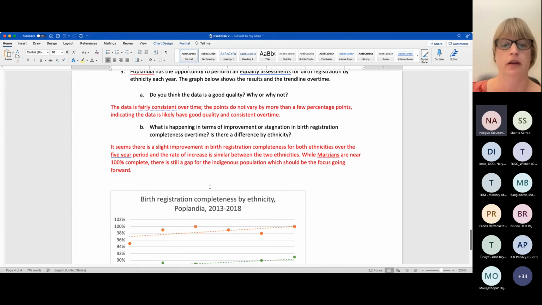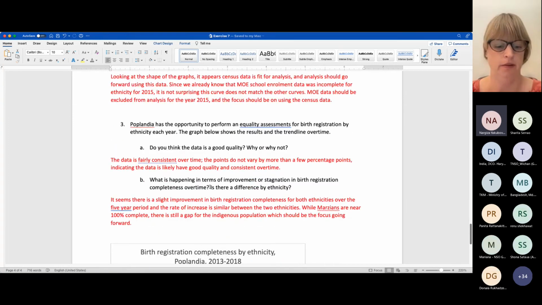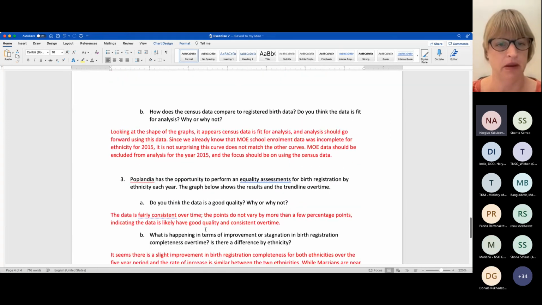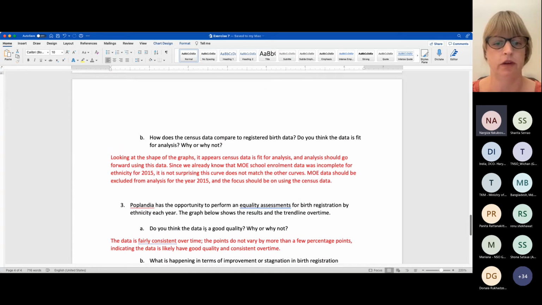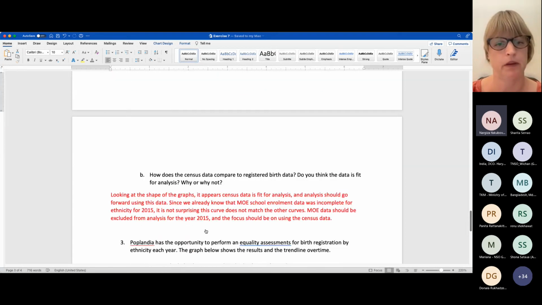So we just have a few minutes left. So what I'll do is I'll stop sharing this one, and let's just quickly look at the last exercise together.